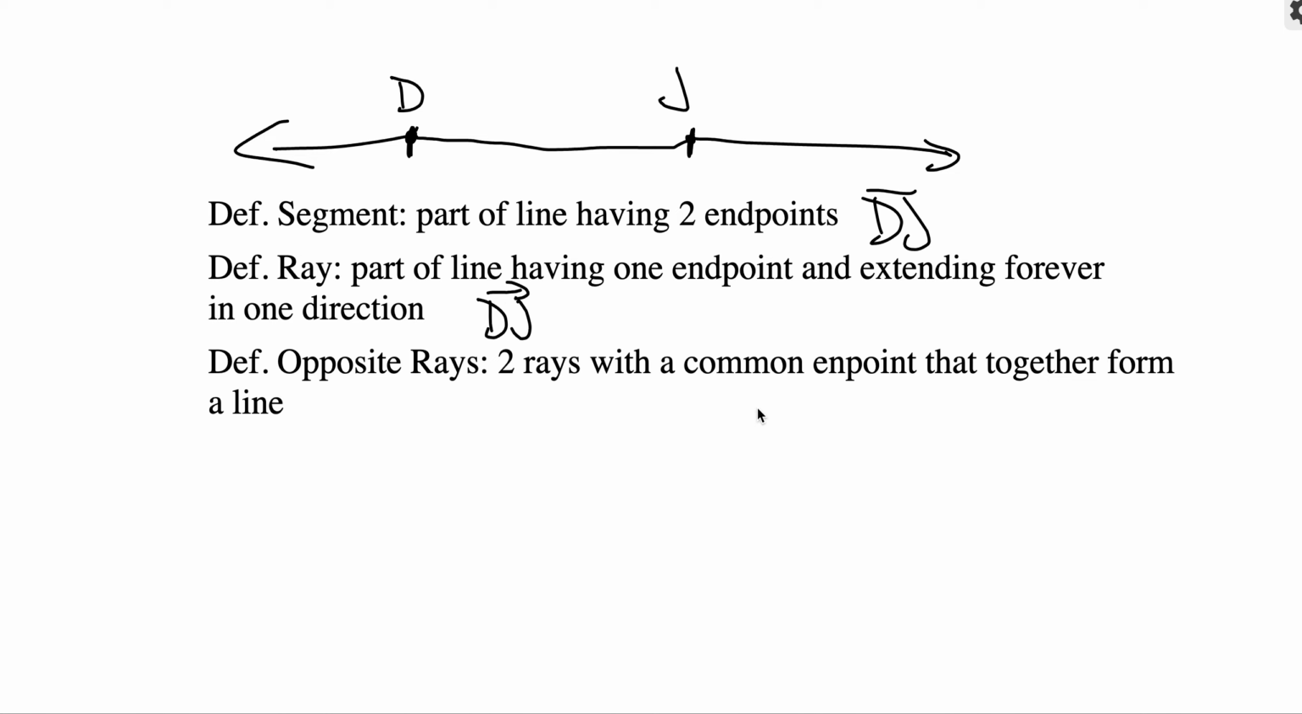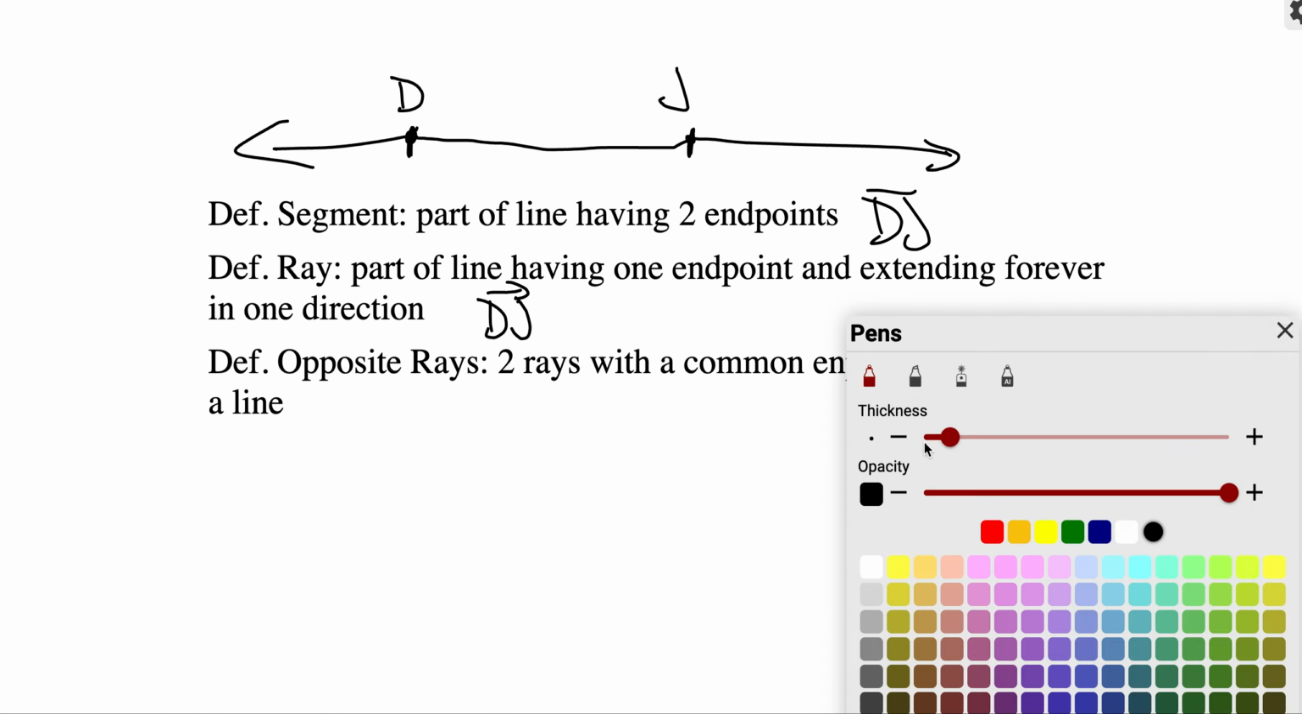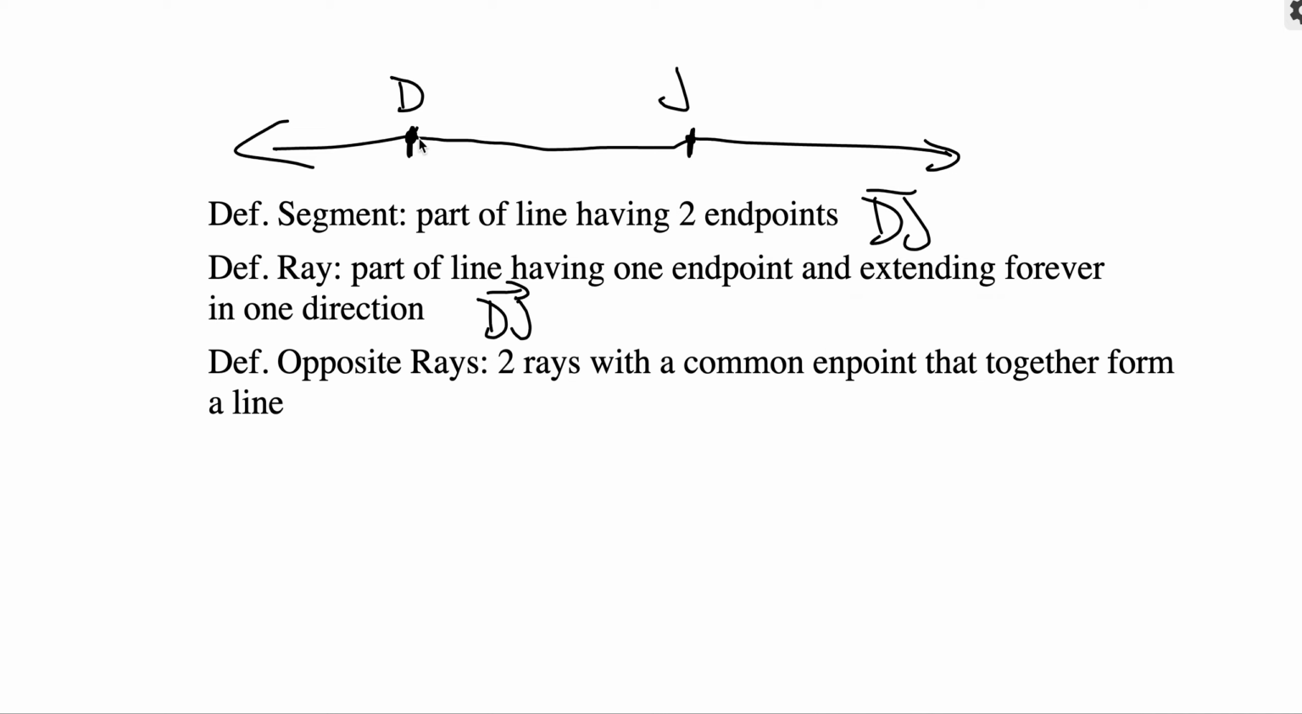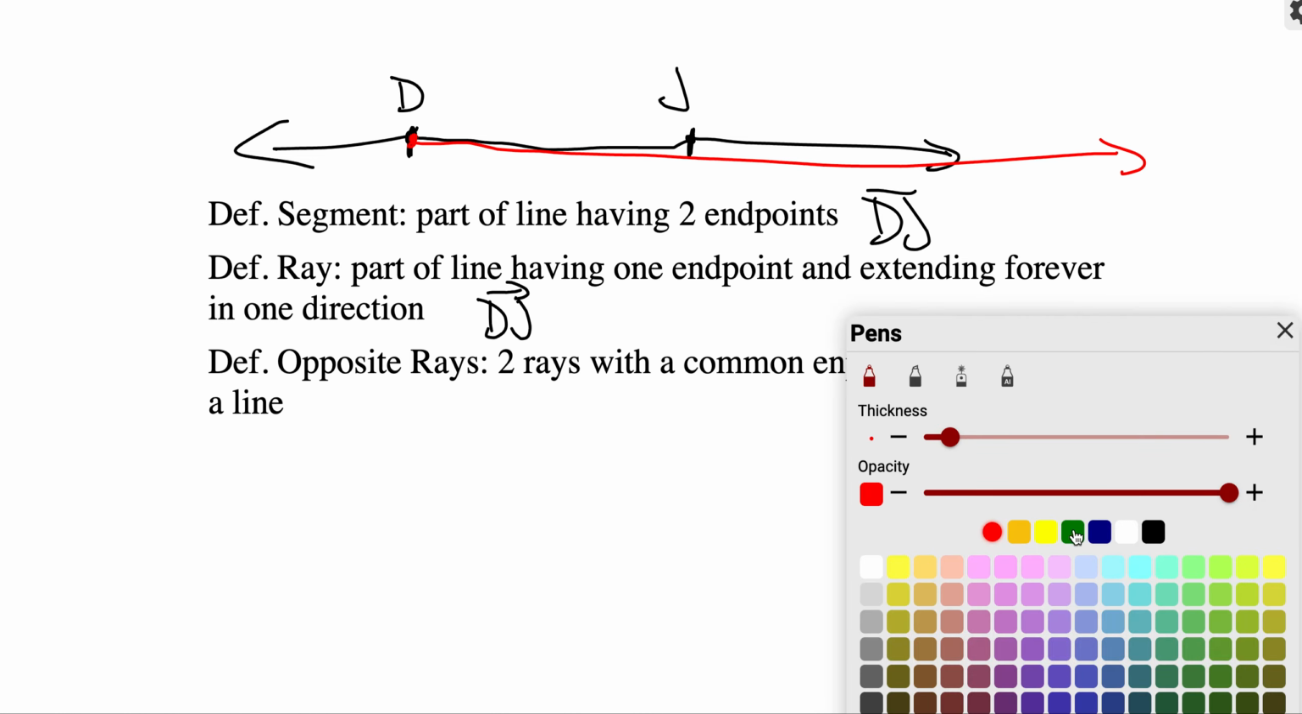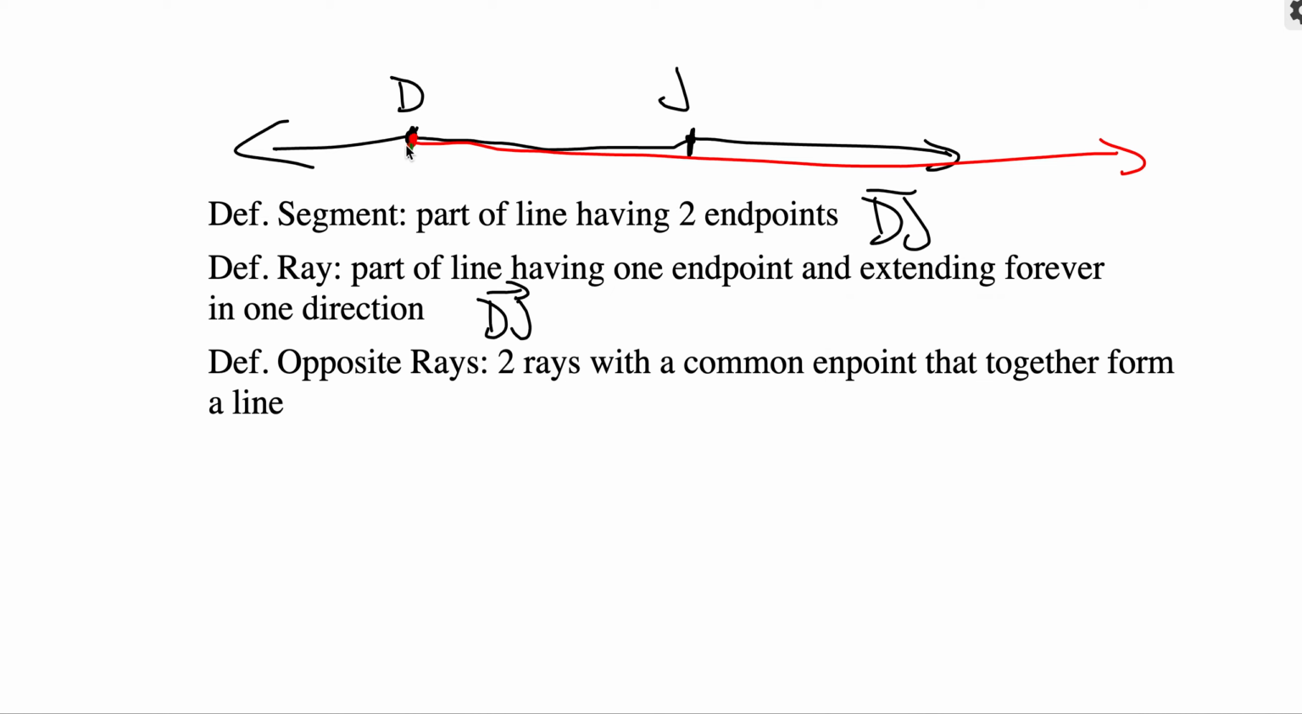If I have an arrow over the top of that DJ, I'm starting from D, going towards J forever in that direction. So if I switch my color here real quick, I could start from D, go towards J, but go forever in this direction. That would be a ray. Right, so it's just part of that line, the part that's extending forever towards the right, but there's also that other part of the line that goes forever to the left. And that red ray that I just drew could have an opposite ray that I'll make green here, and together those two rays, the green and the red, form a line. So just some definitions we need to know.